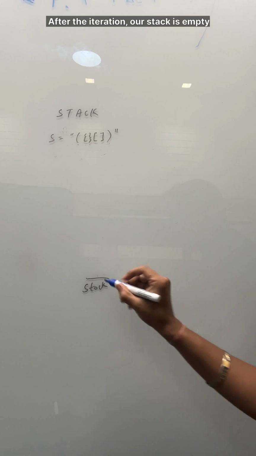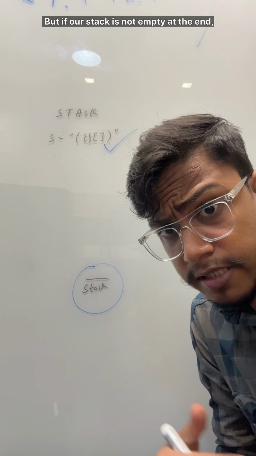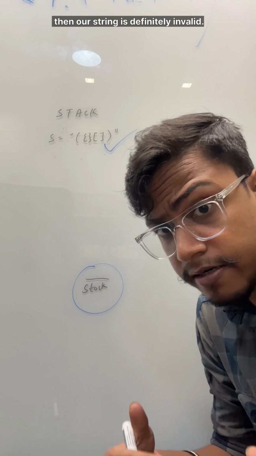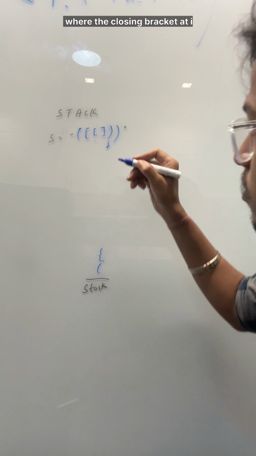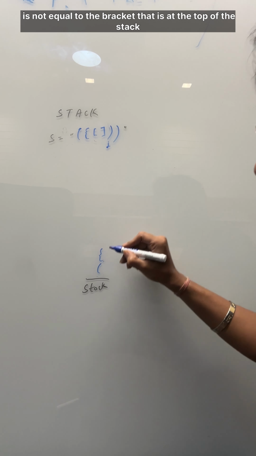After the iteration, our stack is empty. That means our string is valid. But if our stack is not empty at the end, then our string is definitely invalid. In one more case, the string will be invalid, where the closing bracket at i is not equal to the bracket that is at the top of the stack.